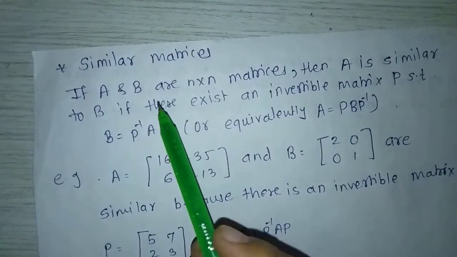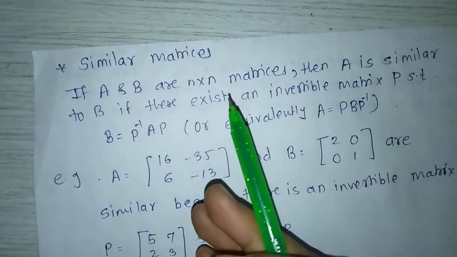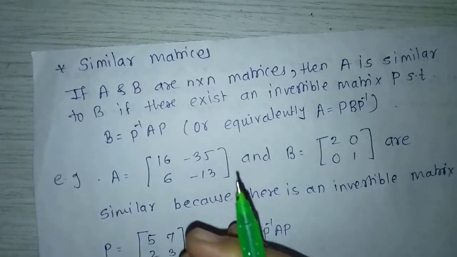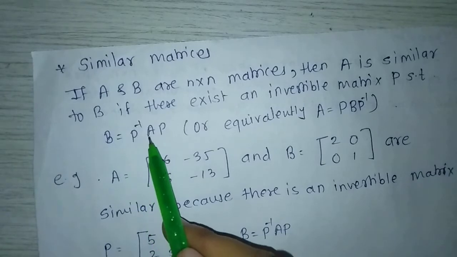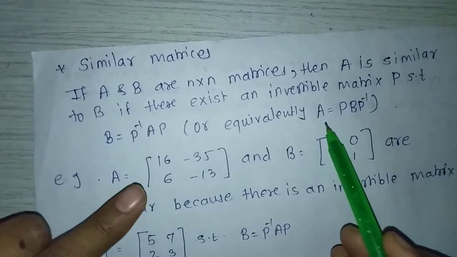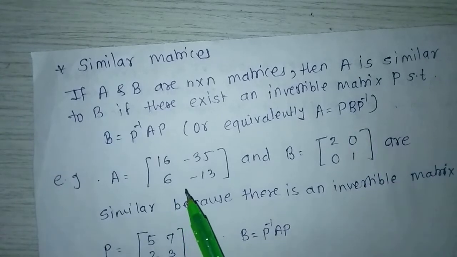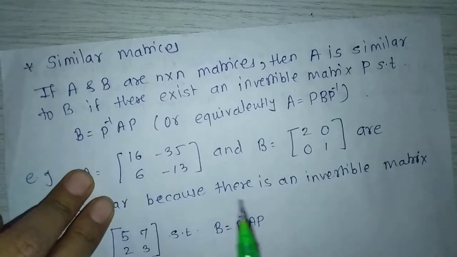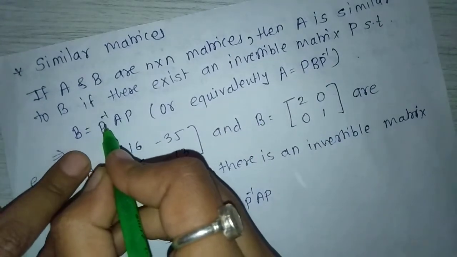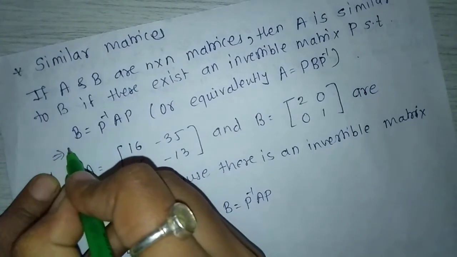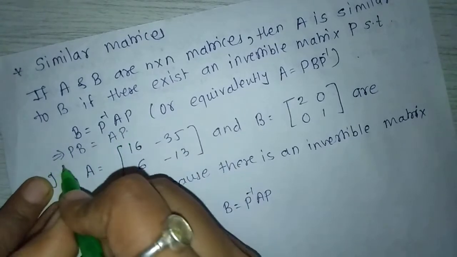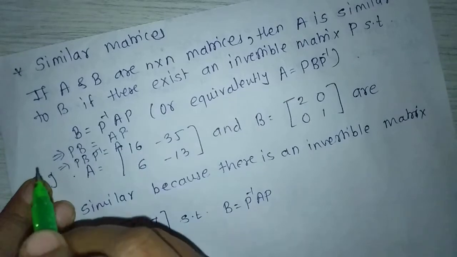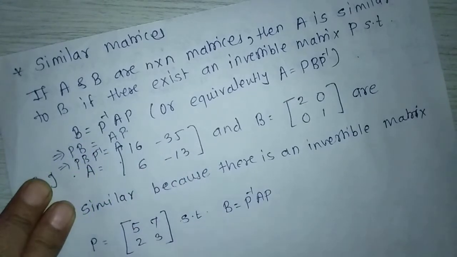If A and B are n by n matrices, meaning square matrices, then A is similar to B if there exists an invertible matrix P such that B equals P inverse AP, or equivalently A equals PB P inverse. How? Because if P inverse moves here, we get PB and here AP, which implies PB P inverse equals A. So A equals PB P inverse.